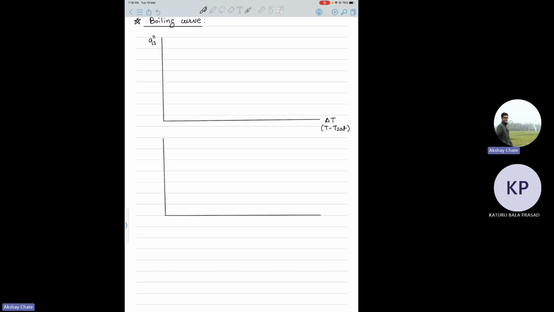And you'll have certain maxima here, and you'll enter into the transition zone, and then again you'll end up in the film boiling region.